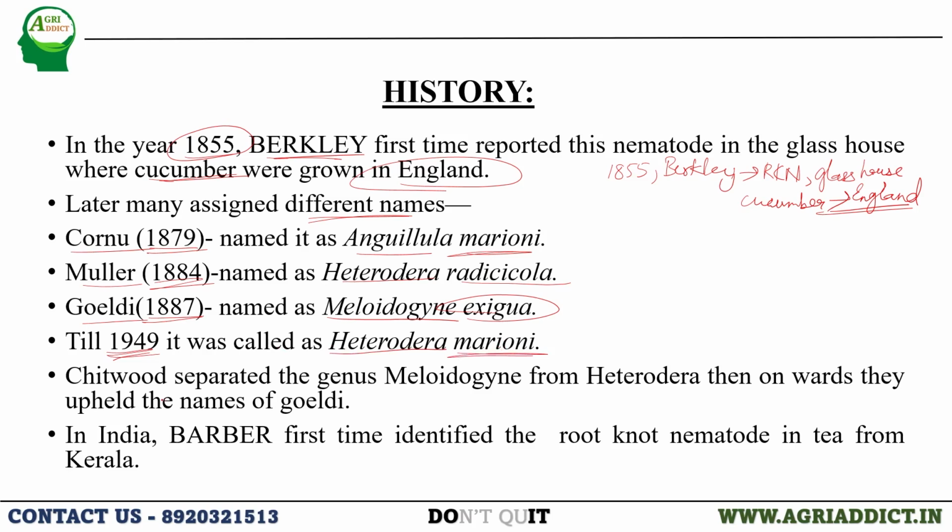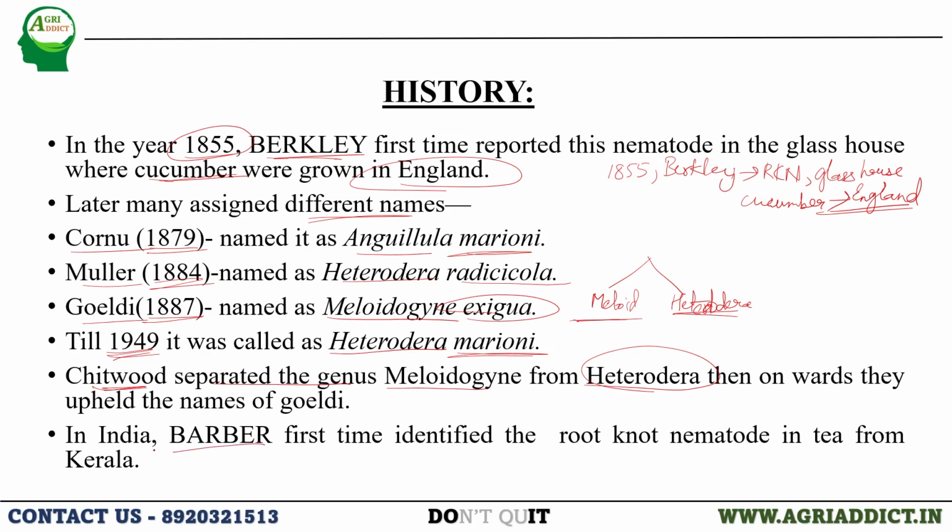Later, Chitwood was the person responsible for the separation of genus names from different species. He separated the genus Meloidogyne from Heterodera. He made the separate classification, Meloidogyne and Heterodera. They were separated, and now the name Meloidogyne has been kept.